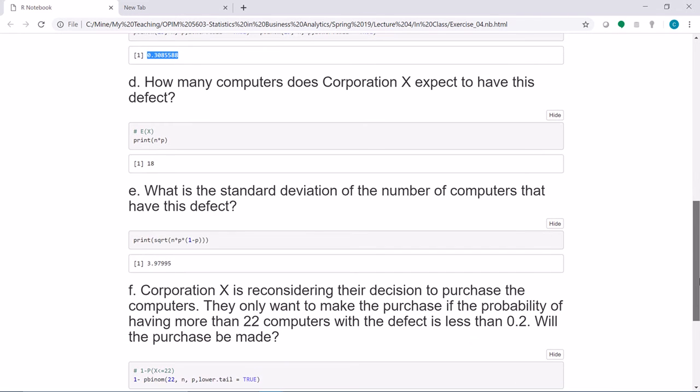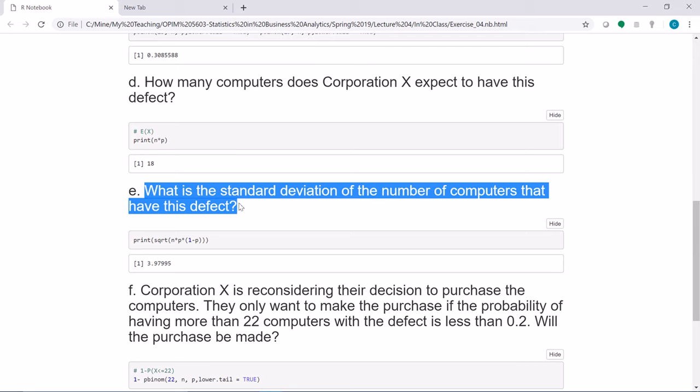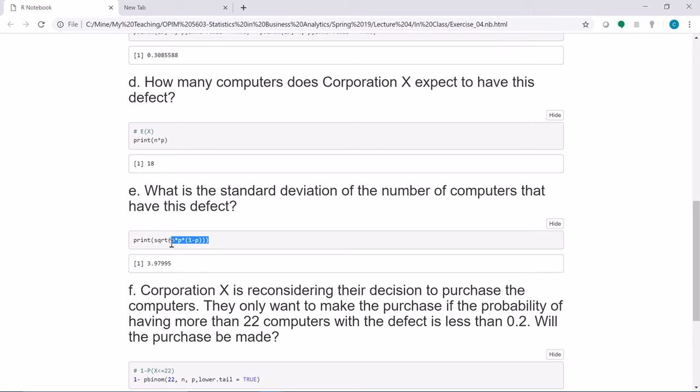How many computers does Corporation X expect to have this defect? This actually is the mean, E of X, or the sample size times the probability, which is 18. What is the standard deviation of the number of computers that have this defect? Simply calculate the standard deviation following this formula. We get the result.